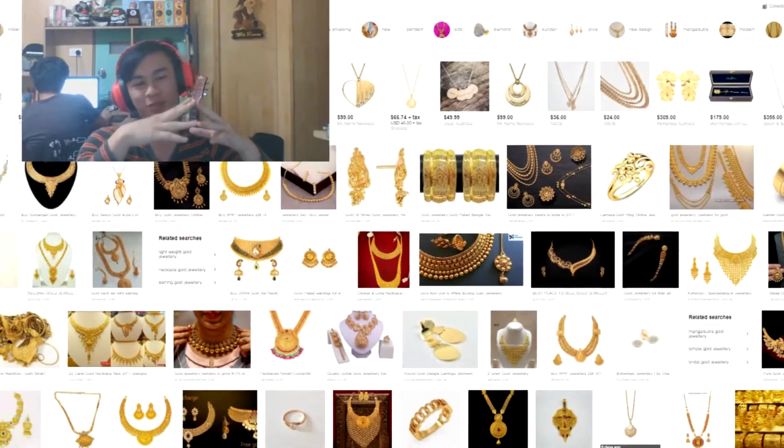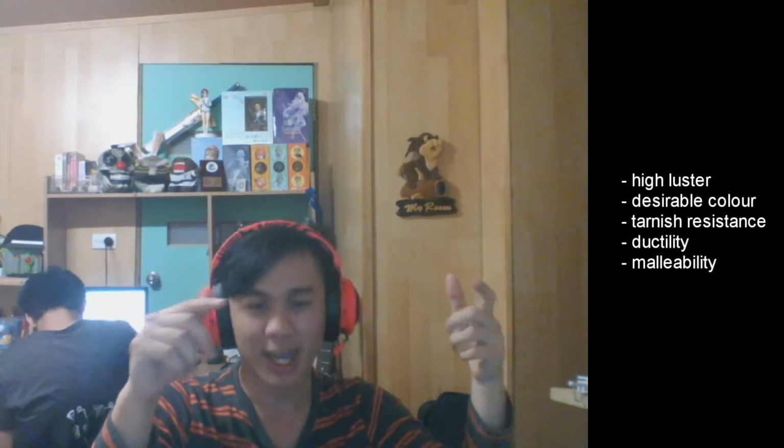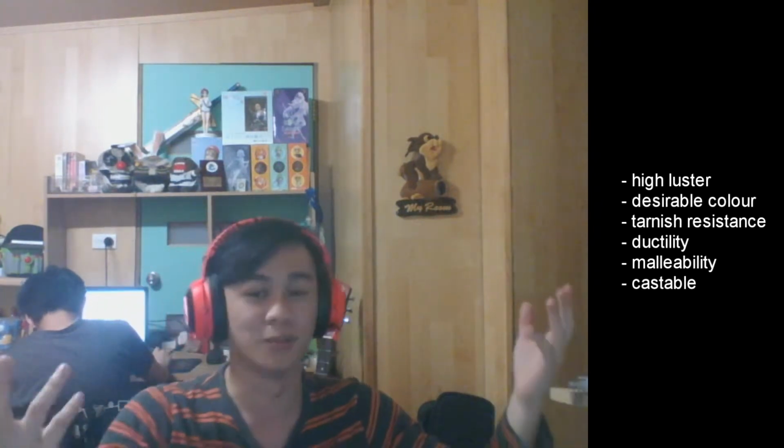78% of gold consumed a year is used for jewelry. Because of its high luster, desirable color, tarnish resistance, ductility, malleability, and castability, it is a good metal for making jewelry. It's beautiful and easy to work with. It's also heavily embedded in tradition to use gold for very high status things.